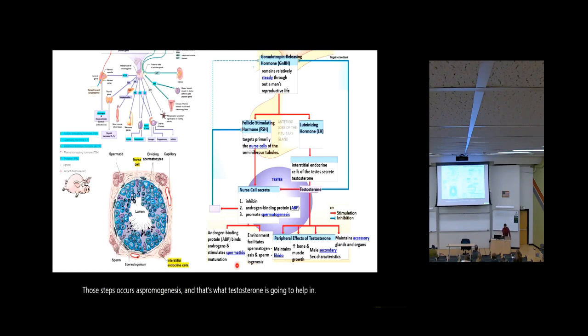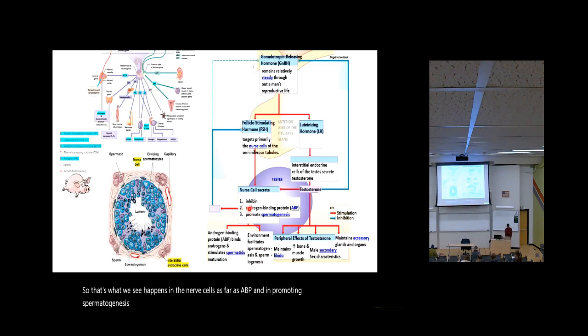We also see that the FSH acting on the nurse cells is going to help provide an environment which will promote spermatogenesis. So it's going to help promote both mitosis and meiosis, and then once meiosis II is over, testosterone can also help the sperm to physically mature. So that's what we see happens in the nurse cells as far as ABP and in promoting spermatogenesis.